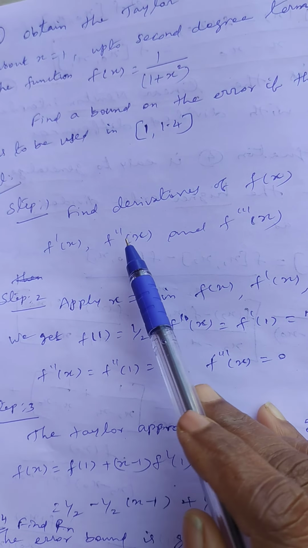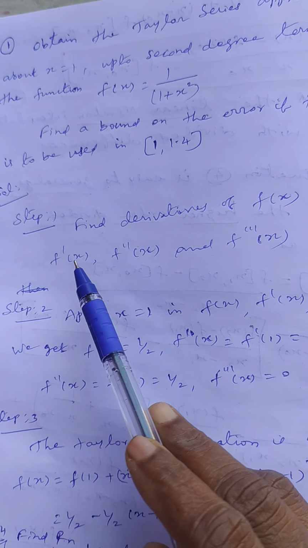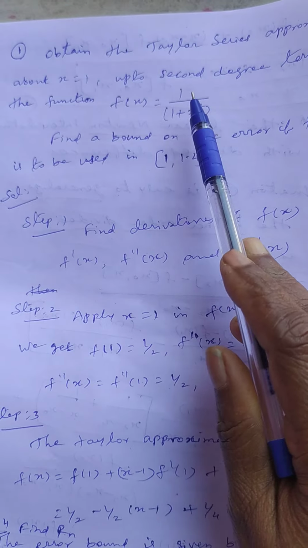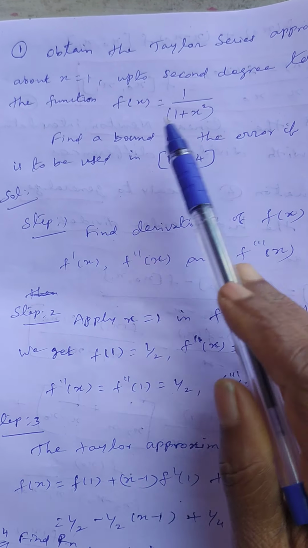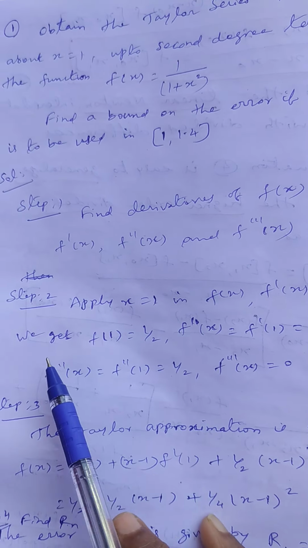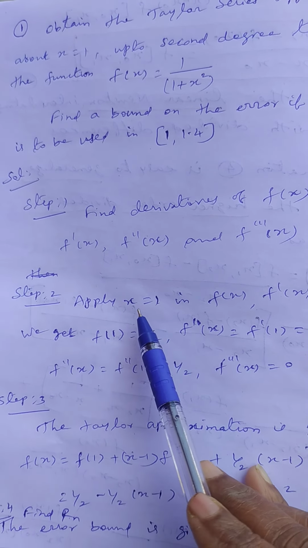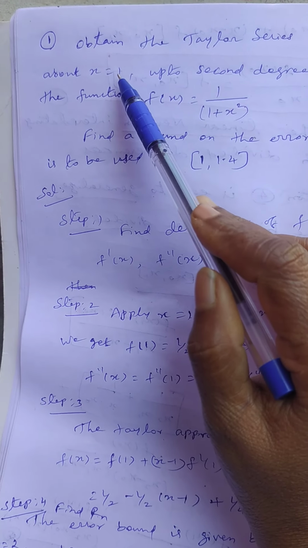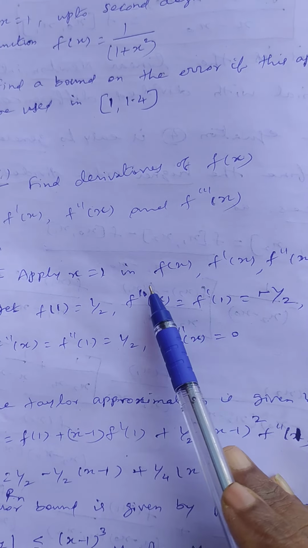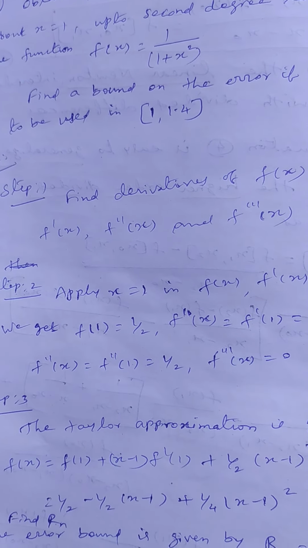Step 1, first we have to find the derivatives of f of x. The given function is f of x equal to 1 by (1 plus x) squared. We can find f dash of x, f double dash of x and f triple dash of x. Then we substitute x equal to x naught, which is given as 1. So apply x equal to 1 in f of x, f dash of x, f double dash of x and f triple dash of x equations.